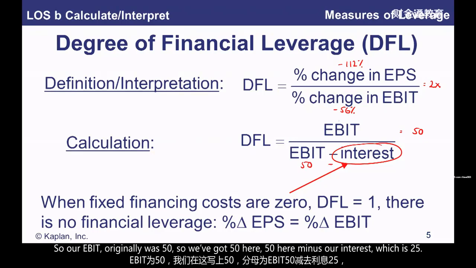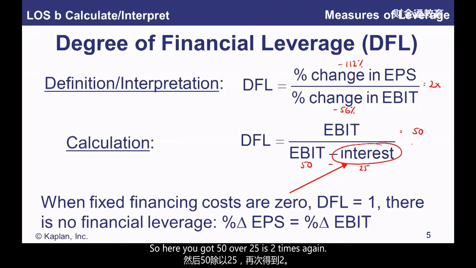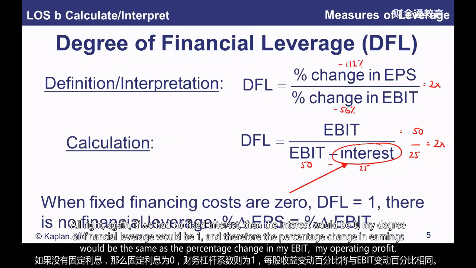50 here minus our interest, which was 25. So 25, there you go. 50 over 25 is 2 times. Again, we're getting the same number. All right, again, if we had no fixed interest, then the interest would be 0. My degree of financial leverage would be 1, and therefore the percentage change in earnings would be the same as the percentage change in my EBIT, my operating profit.